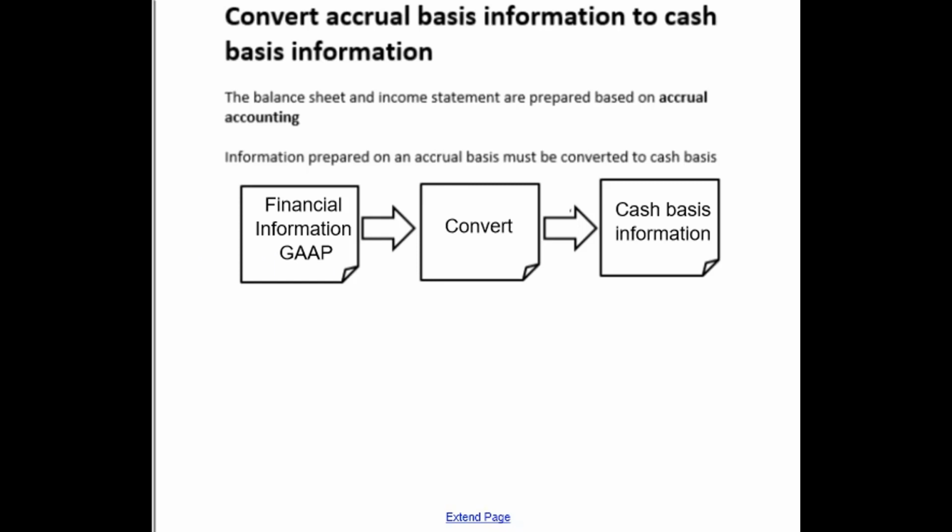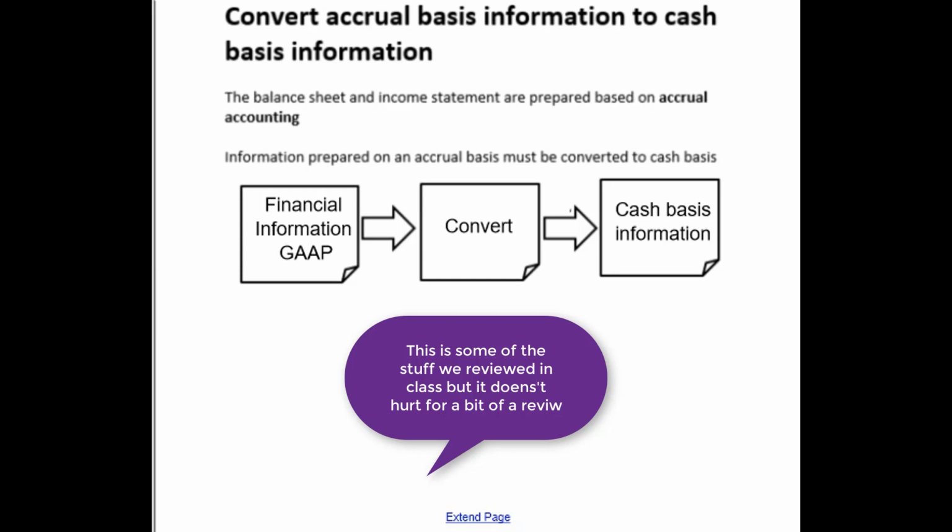The majority of our Chapter 13 review and work has been on producing information for the statement of cash flows, which is a third major financial statement that we issue along with the income statement and the balance sheet.